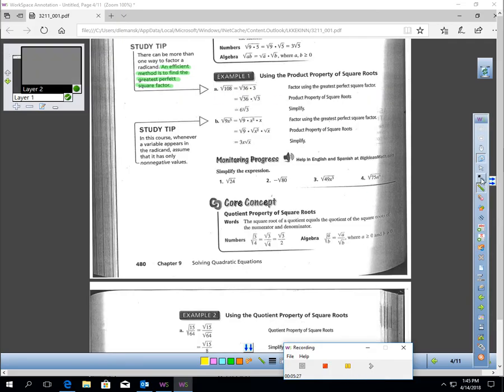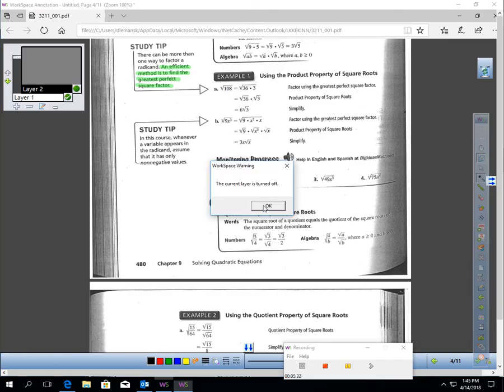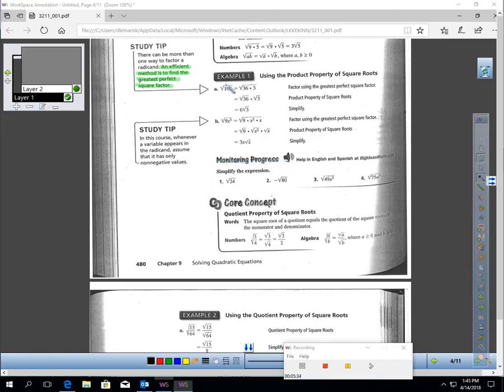So let's look at some sample problems where we're simplifying a radical. Here's a problem. It's the square root of 108. Now, 36 goes into 108 three times. So I can break the square root of 108 into the square root of 36 times the square root of 3, which is the square root of 36 times 3. And what is the square root of 36? It's 6.